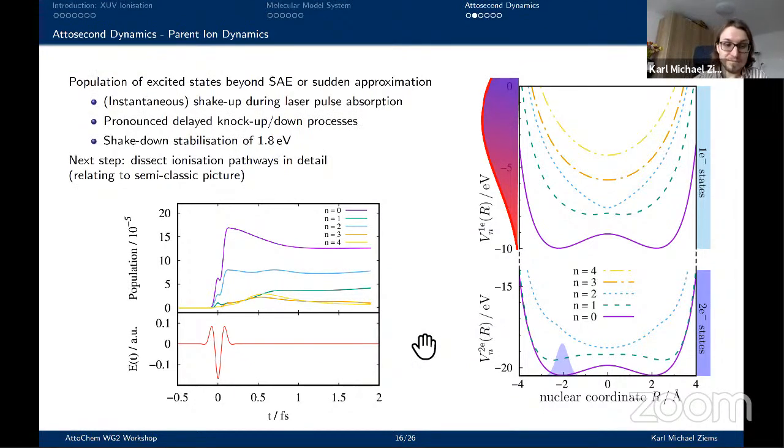That's shown here. And our next step is, it's nice to see that we have shake-up and knock-up and that we have correlation effects, but now we try to dissect this into specific ionization pathways and try to understand why we have these different pathways, and maybe relate this to some more intuitive semi-classical pictures.